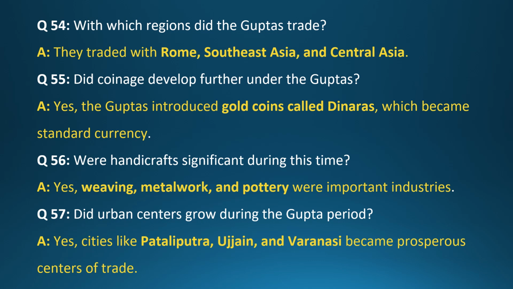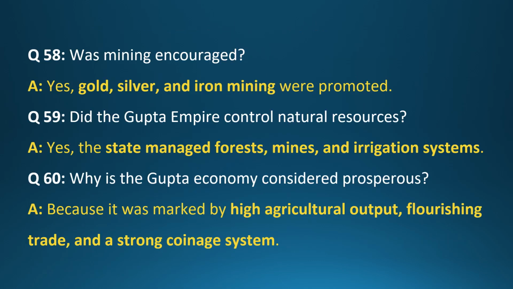Question 57. Did urban centers grow during the Gupta period? Answer: yes, cities like Patliputra, Ujjain, and Varanasi became prosperous centers of trade. Question 58. Was mining encouraged? Answer: yes, gold, silver, and iron mining were promoted.